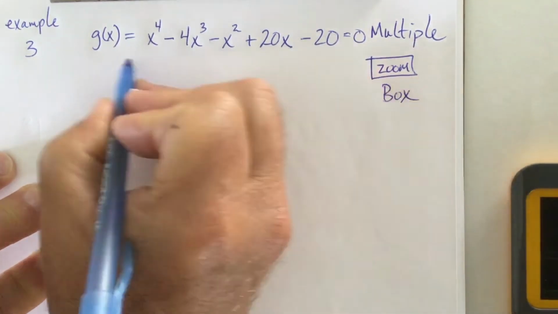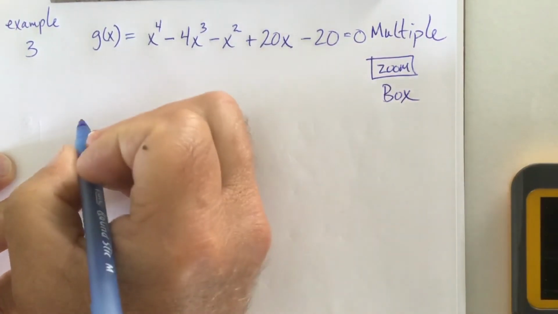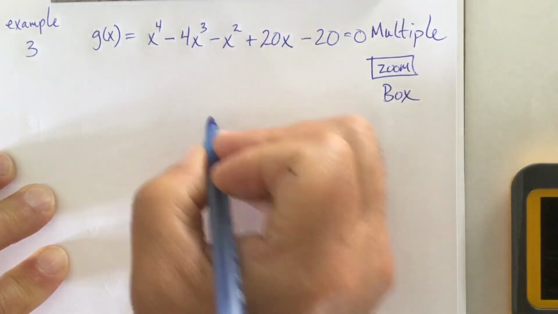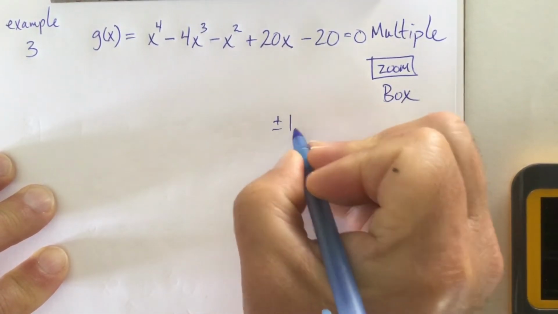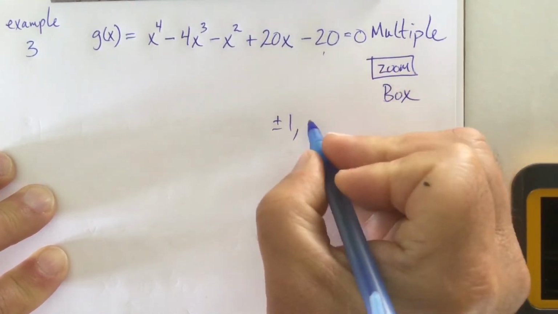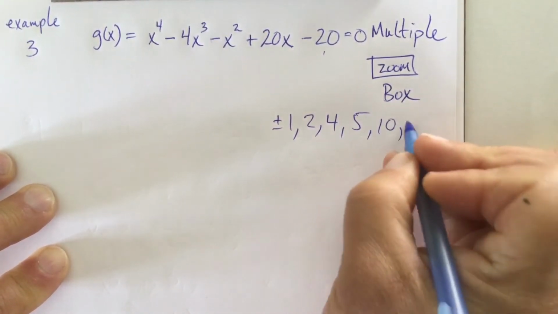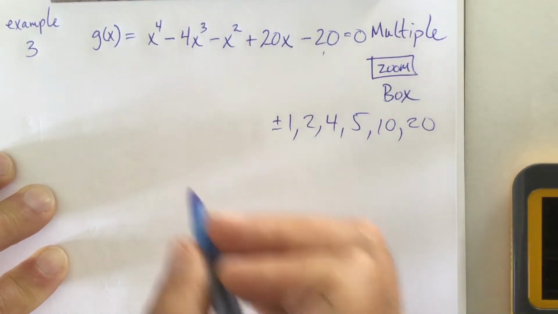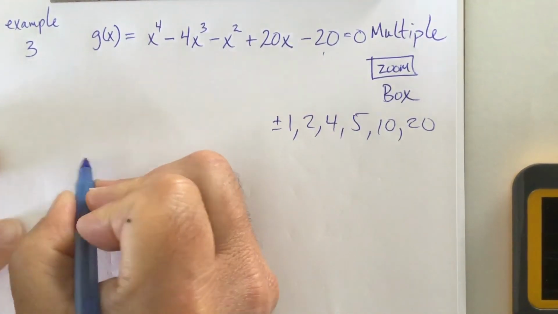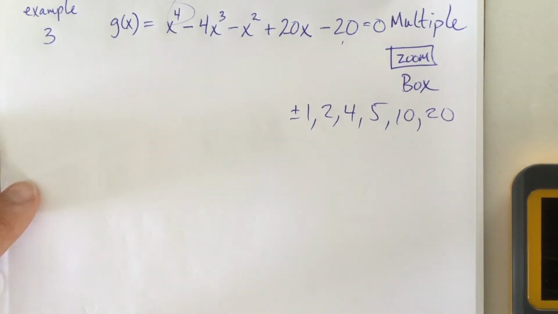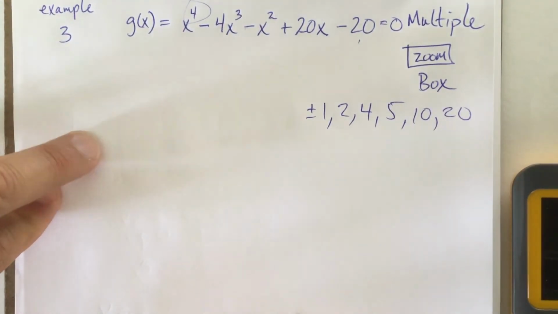I see that it's all ready for me to do synthetic division, but what are my possible roots in this one? My possible roots would be 1 goes into 20, 2 goes into 20, 4, 5, 10, and 20. There we go. And I'm going to do synthetic division twice, it looks like, because I have a 4th power problem. So let's get that ready to go.